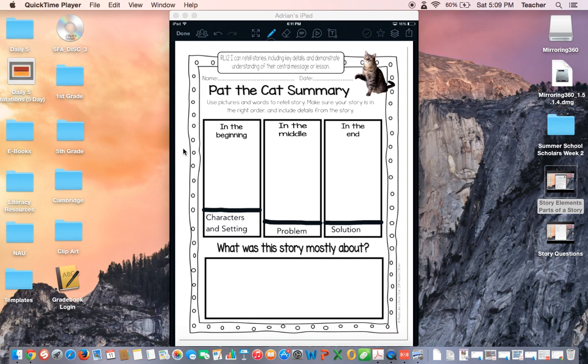Something that good writers do is, before they start writing, they fill out a graphic organizer. This is something that helps writers put their thoughts in order before they write. Sometimes writers like to use words in their graphic organizer, and sometimes they like to draw pictures, and sometimes they like to do both. Before we complete this document, let's look at how to open it.